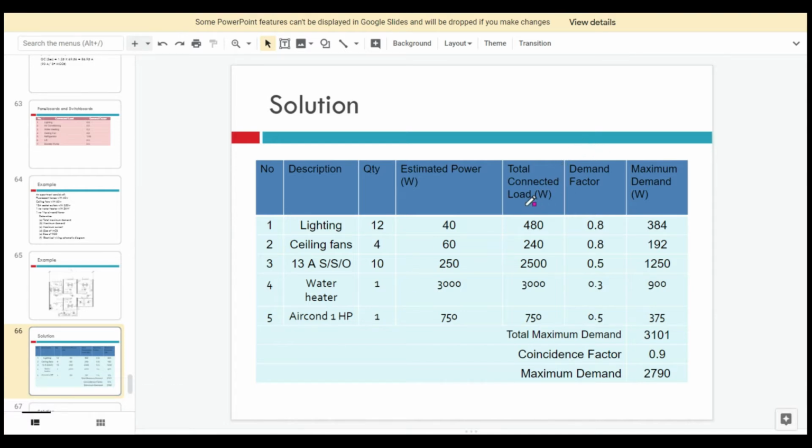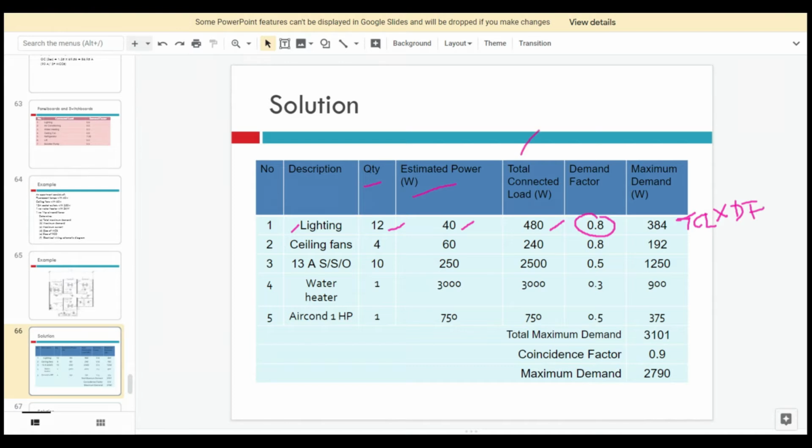So you have to calculate the total connected load, or TCL. TCL is the quantity multiplied with the estimated power. For the lighting, 12 times 40, you get 480 watt. And then this is demand factor. Demand factor, as I mentioned before, is based on the assumption. For the lighting, we assume that we use 80%, which is 0.8. Then you can calculate the maximum demand for the lighting: TCL times the demand factor.